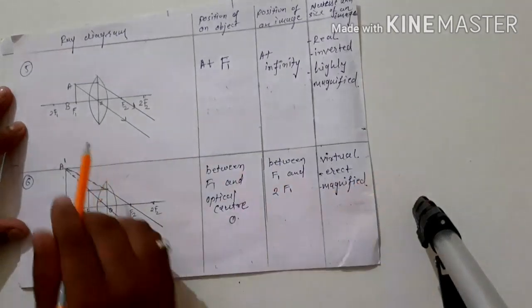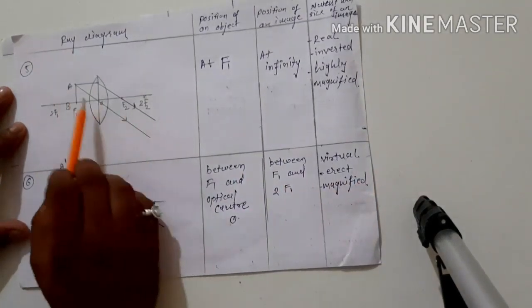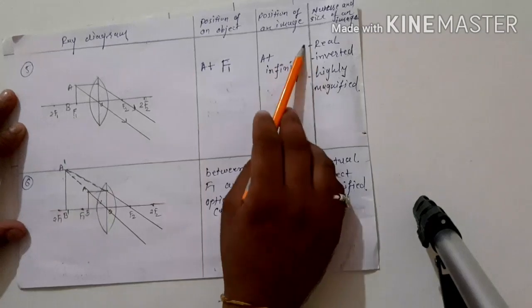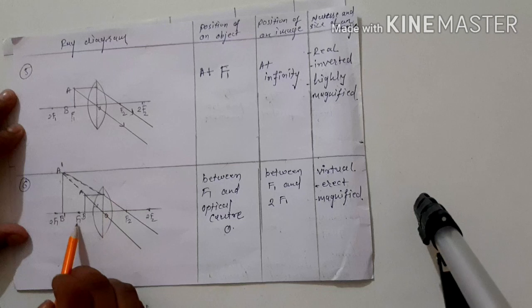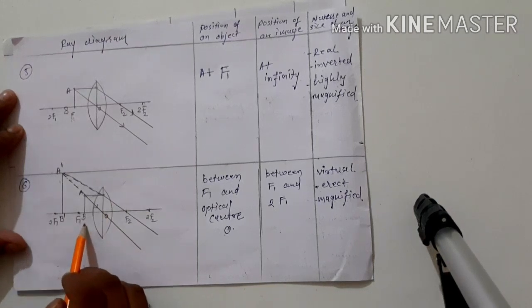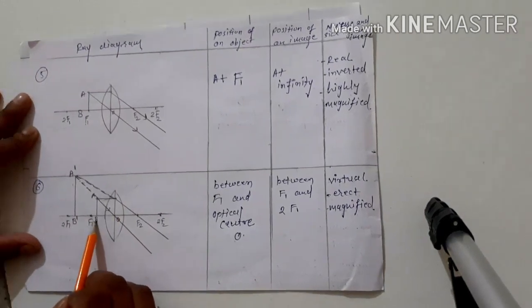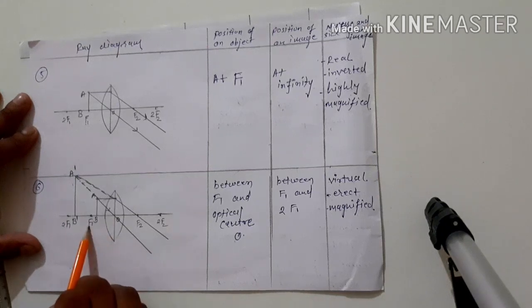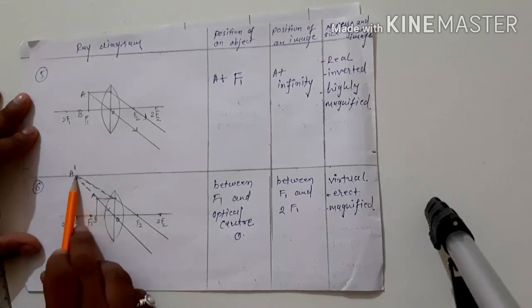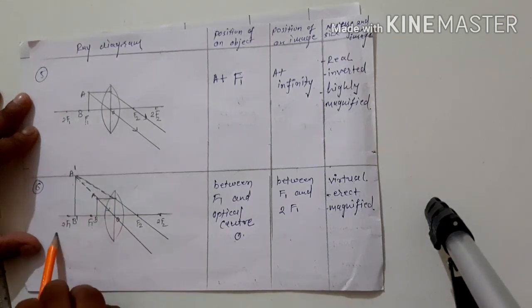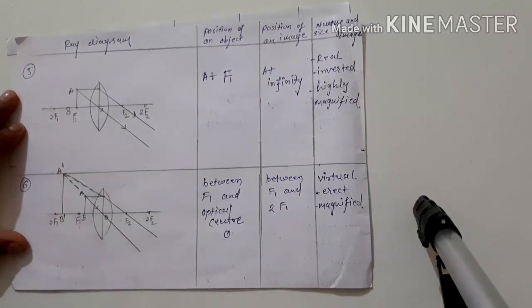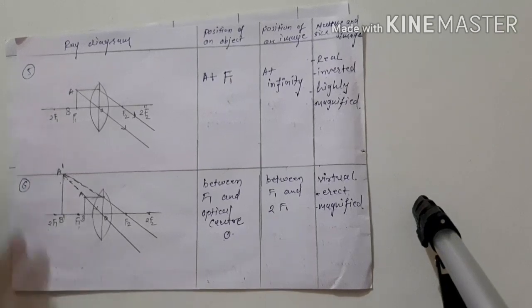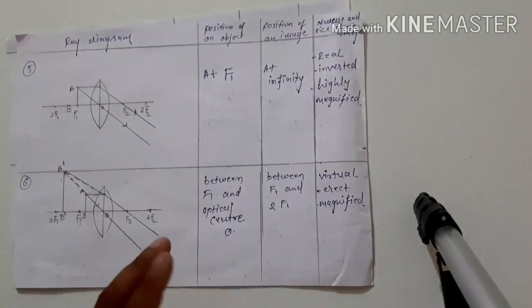In the fifth case, if the object is placed at F1, the image will be at infinite distance, real, inverted, and highly magnified. And in the last case, if the object is placed between F1 and optical center O, we get the image on the same side where the object is. By extending the rays backward we get the image, right? So the image will be virtual, erect, magnified, and on the side where the object is placed. Okay, this was for the convex lens.